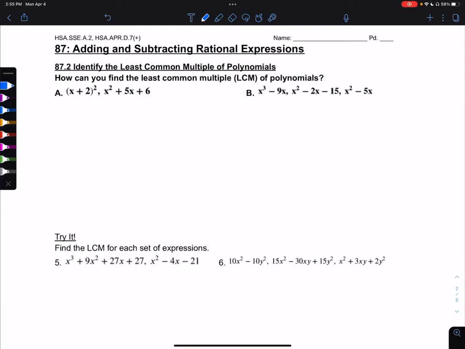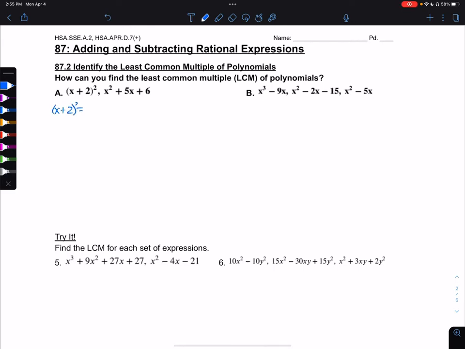Here we're going to look at topic 87, example 2, identify the least common multiple of polynomials. So this is going to be our preparation for finding common denominators when we get to adding and subtracting rational expressions with unlike denominators. So what we're going to need to do is find a least common multiple, which will again in turn become our common denominator when we are adding or subtracting rational expressions. So first thing you're going to have to do is factor.